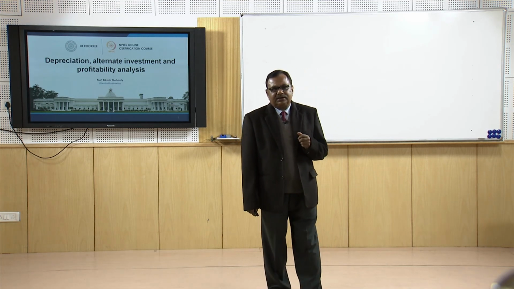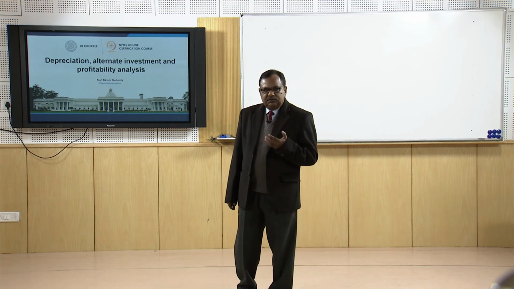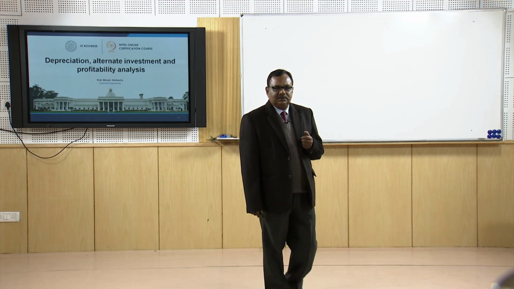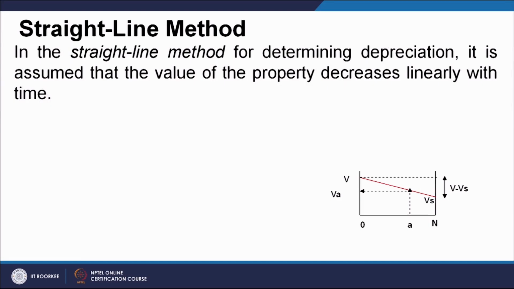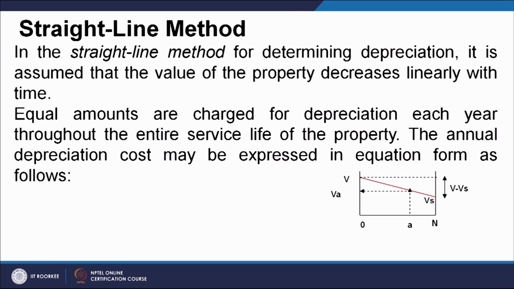Now, there are different depreciation computation methods. The simplest method is the straight line method. In the straight line method, for determining depreciation, it is assumed that the value of the property decreases linearly with time. That means equal amounts are charged for depreciation each year throughout the entire service life of the property.